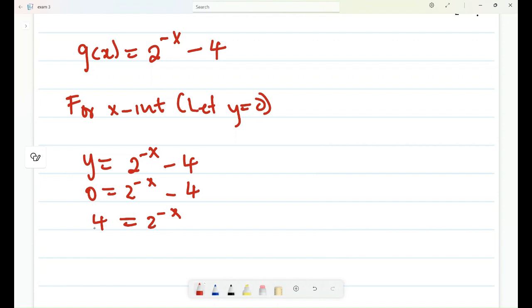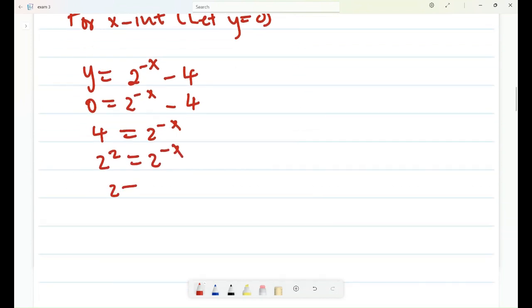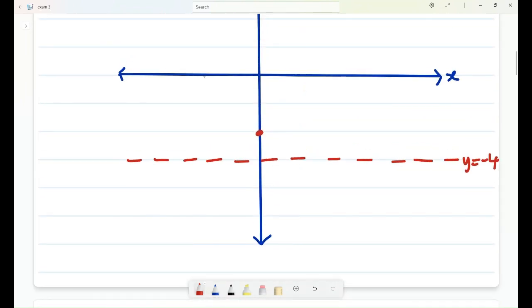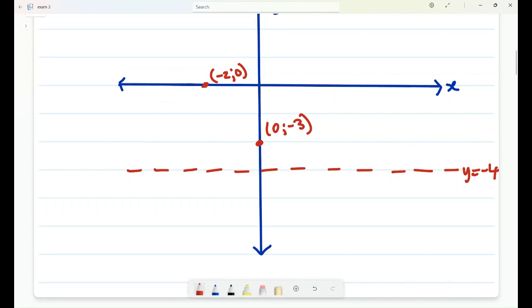Then can I make this 4 to have a base of 2? Yes, 2 to the power of 2 is equal to 2 to the power of negative x. Now the bases are the same, so I'm going to equate my exponents. 2 is equal to negative x. Therefore, x, when I divide by negative, is negative 2. So this is negative 2 and 0, whereas this is 0 and negative 3.